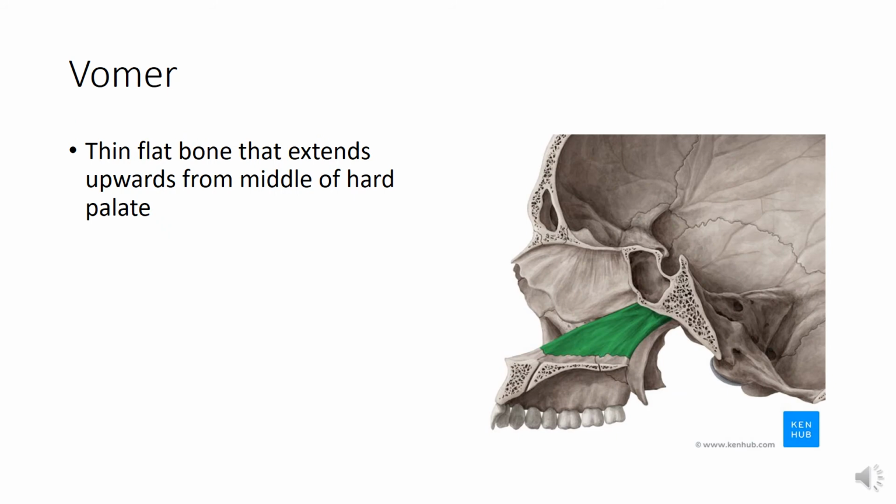Vomer, as I have told you, this is the vomer bone, and it forms the posterior part of the nasal septum. It is a thin flat bone that extends upwards from the middle of the hard palate. So it goes down into the nasal cavity as the part of nasal septum. Superiorly, it articulates with the perpendicular plate of the ethmoid bone. So this is the perpendicular plate of ethmoid bone, and it is articulating superiorly with it.